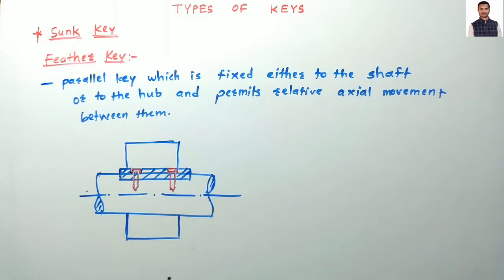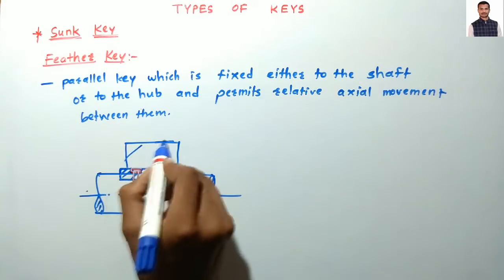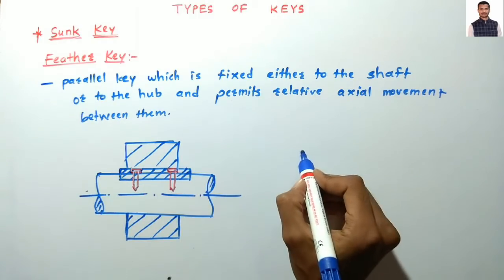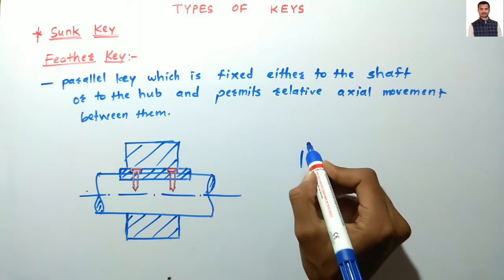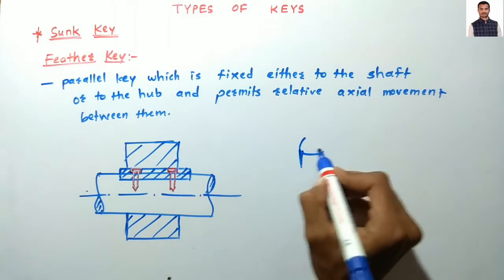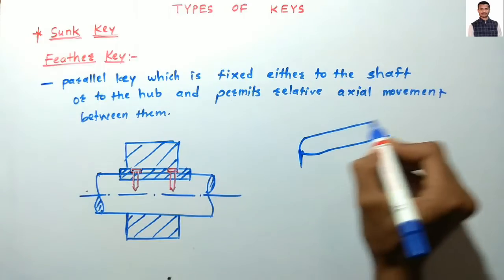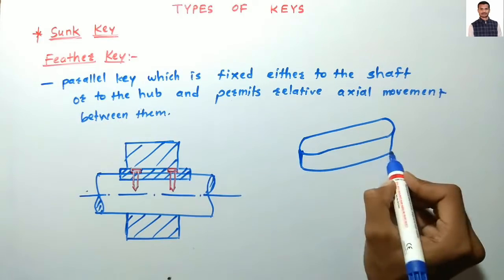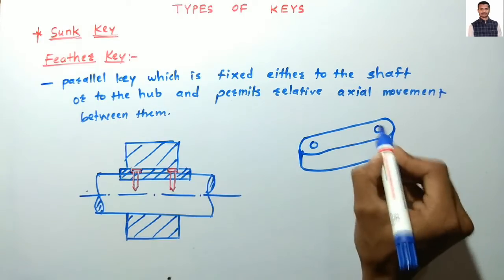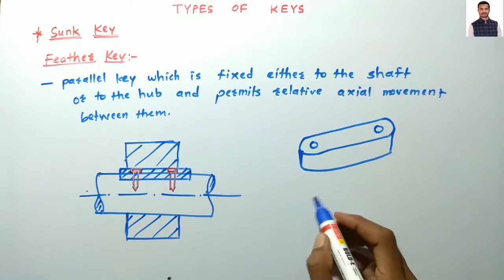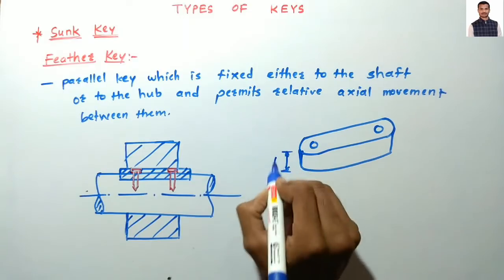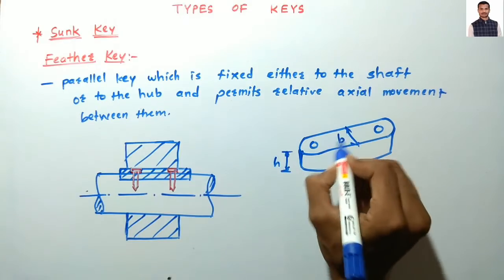So this is hub. Now in 3D, how the feather key looks like, let us see. This is feather key, and here are holes for screws, and this is height h, and this is width b.